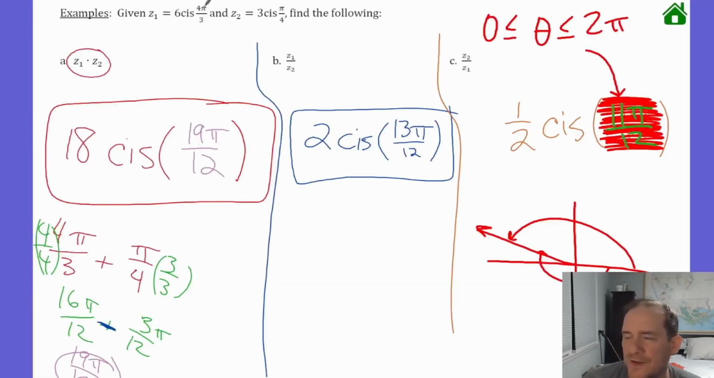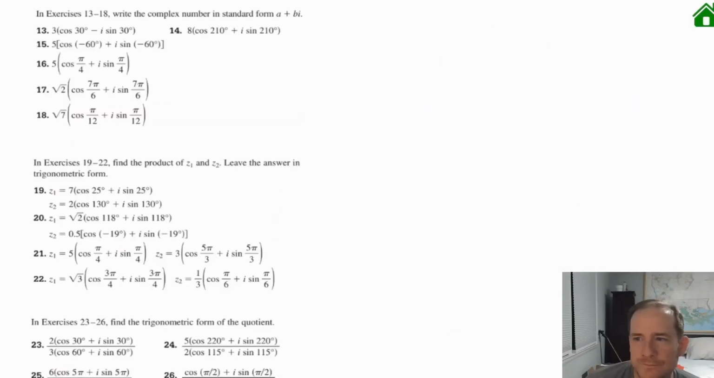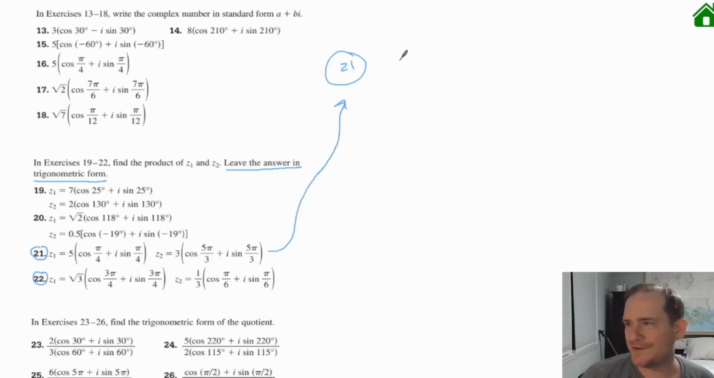So these problems were the ones we already did in class, so I jumped ahead to the homework. And I keyed in on 21 and 22. So for 21, we know that z1 times z2 would literally just be the two radii multiplied together. So 5 times 3, which makes 15. Cis, the two angles added together. So pi over 4 and 5 pi over 3.